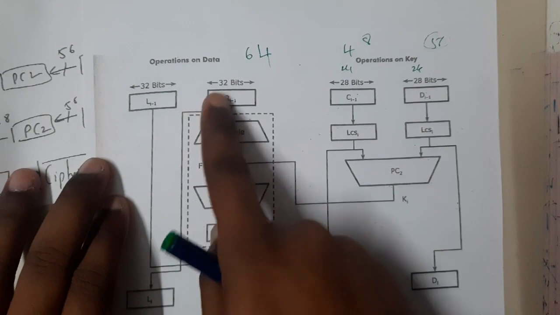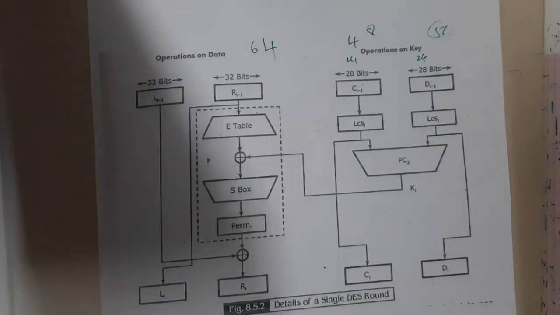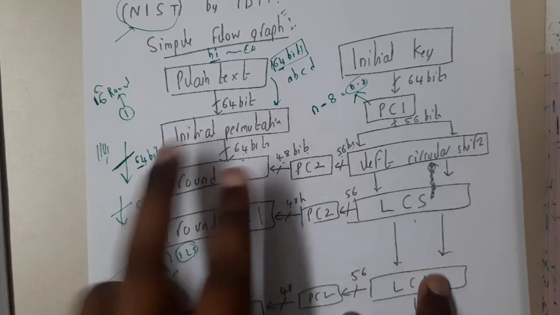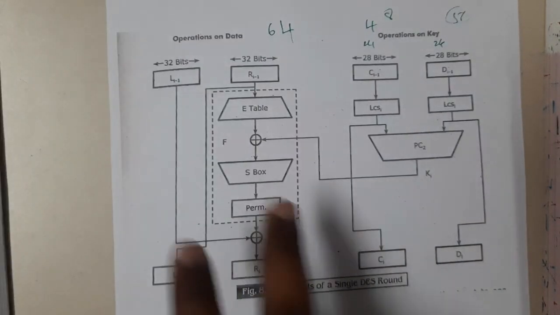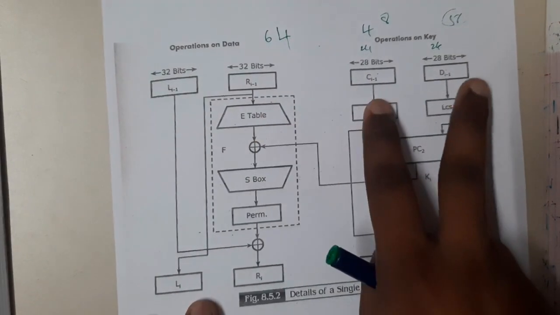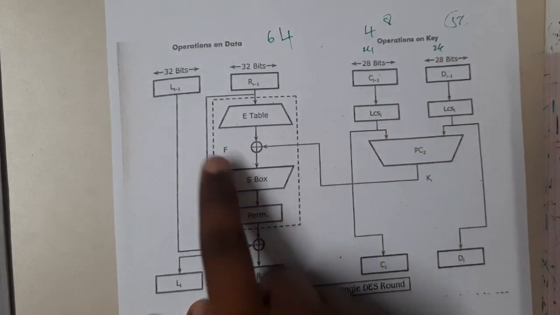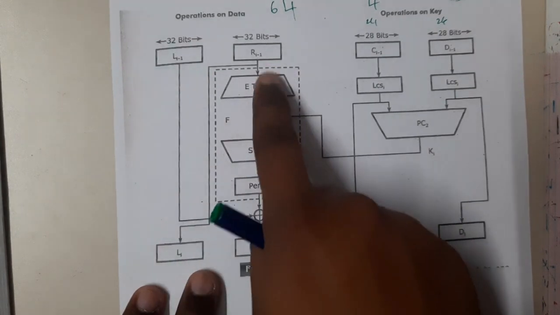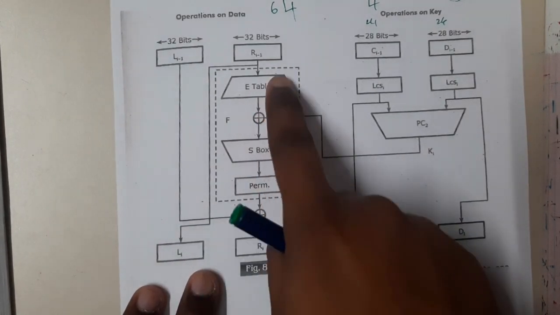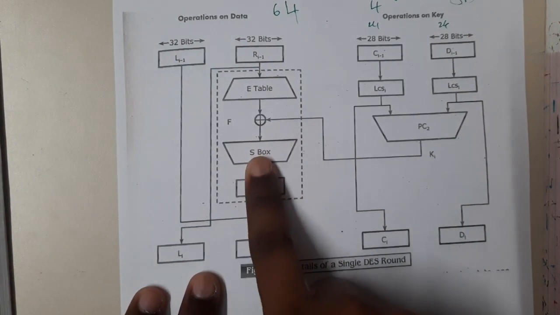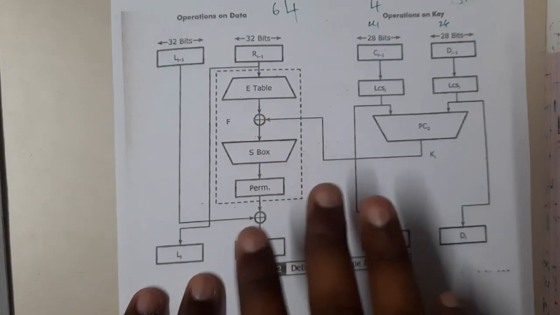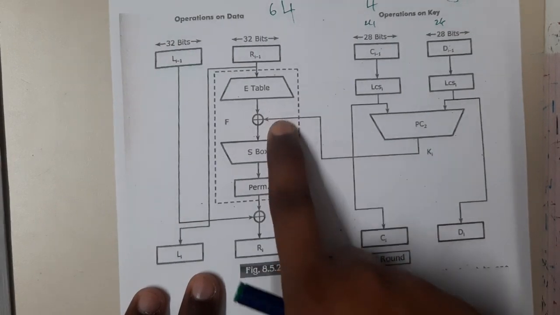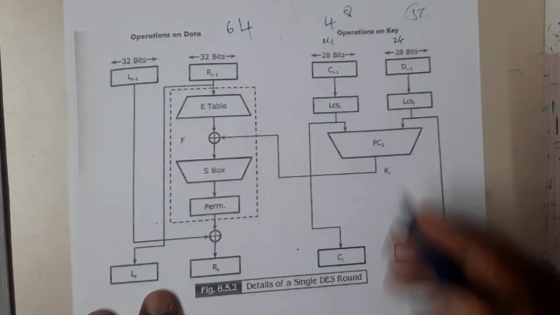Each and every time the data is passing, in each phase inside the round you'll be dividing it into 2 parts. That is why you got 2 parts here: left part, right part. On the left part you will not do any operation, whereas on the right part you will be doing operations. Here we are doing some E table and S box. I don't know exactly what they are doing, sorry for that. And we'll be doing XOR with the PC2 result.